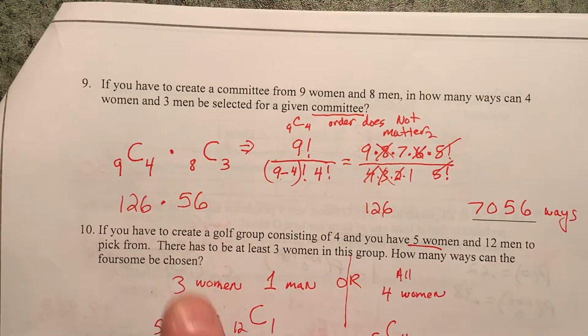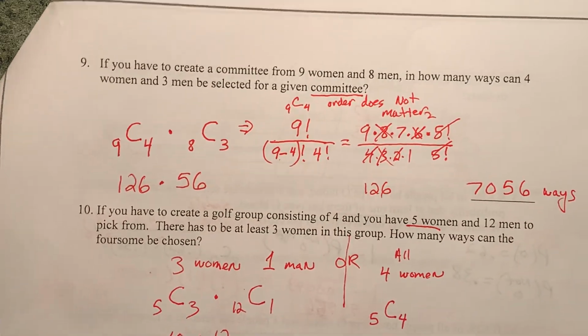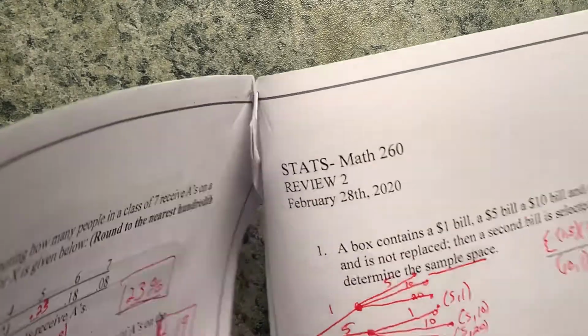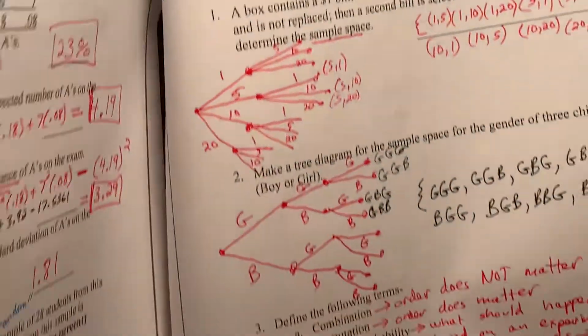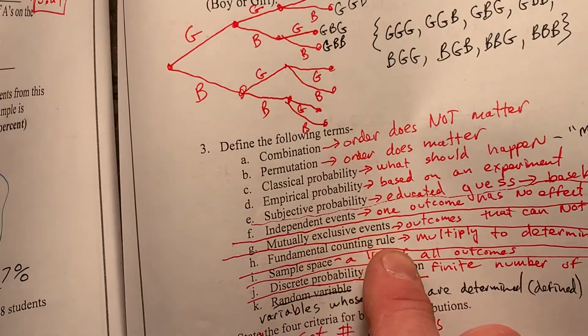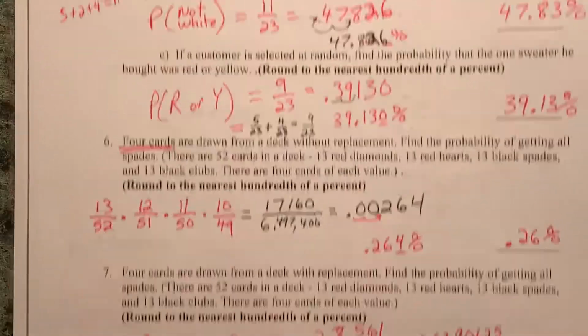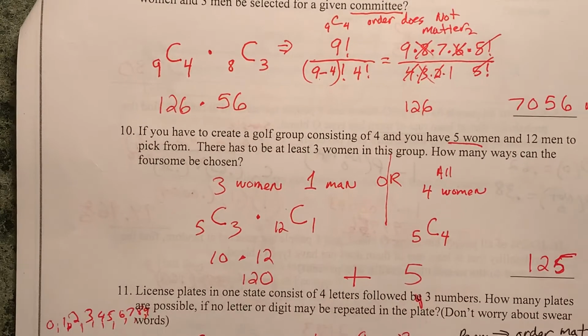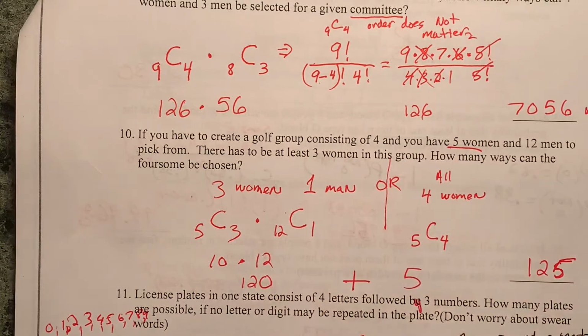So we actually used from the first page the fundamental counting rule, which says we just multiply everything. Which is what we did. We multiplied the 2 scenarios. Same thing for this.